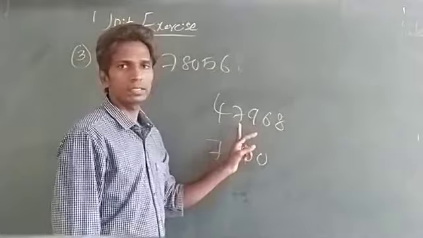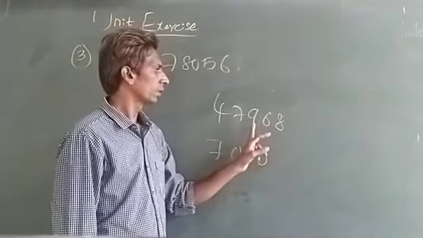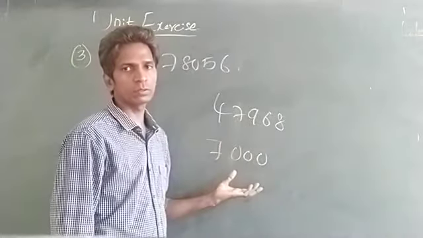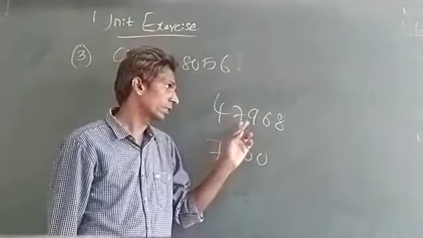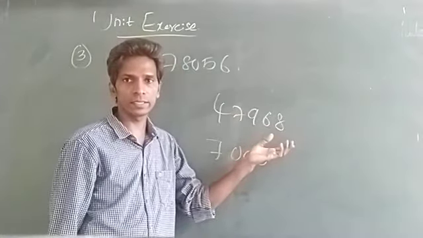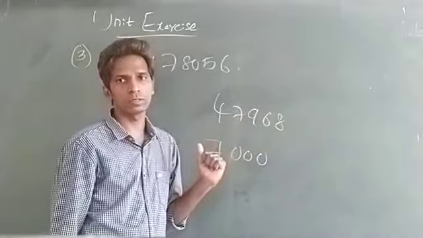See here, 7 is there in units, tens, hundreds, thousands. So it is in the thousands place. So you want to put zeros after the 7 for as many digits as come after it. That many zeros. So it will become 7000. Like that.